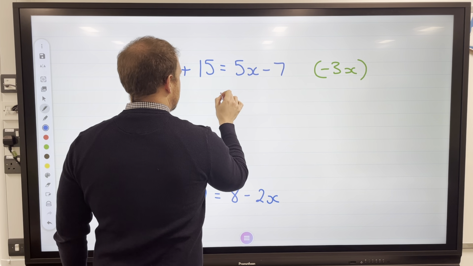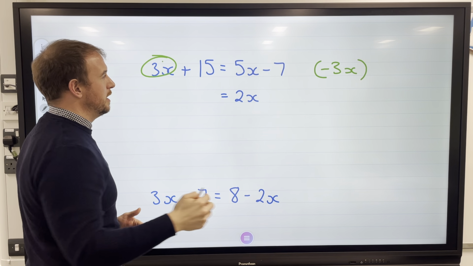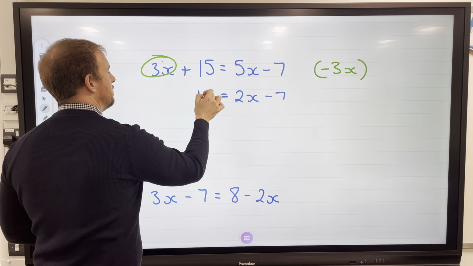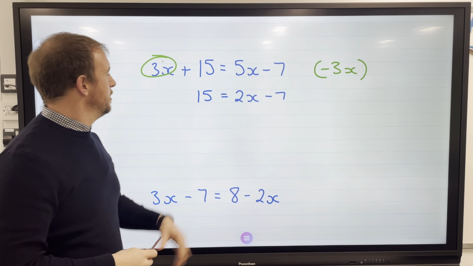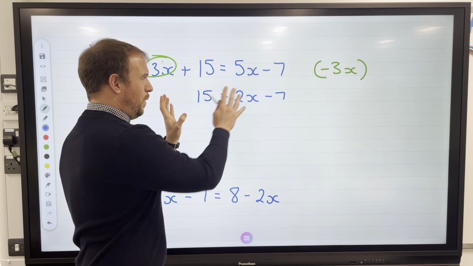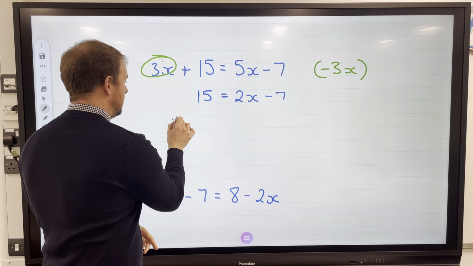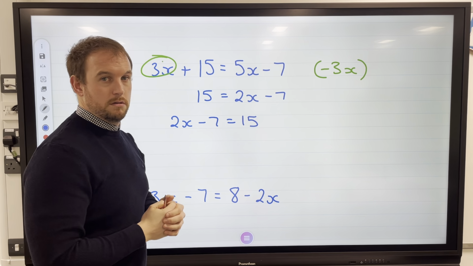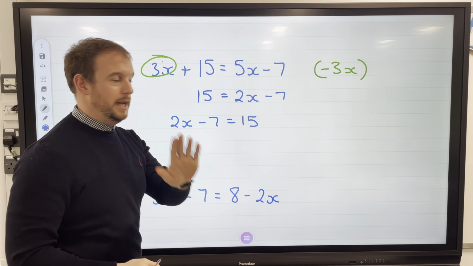So 5x take away 3x is 2x. You'll notice my equal signs are in line straight away. I haven't addressed the -7 and I haven't addressed the 15. Don't need to put a plus sign in front. We know it's positive as it is. Now, this might make your brain a bit crazy because it doesn't quite look right. Still equal. This here is exactly the same as switching it around. It's equal. You could keep it like this, or you could switch it around. Completely up to you.